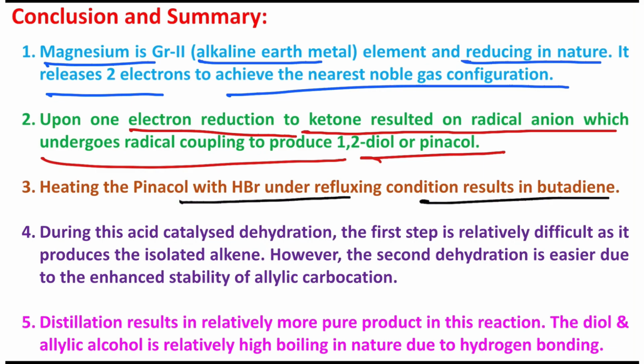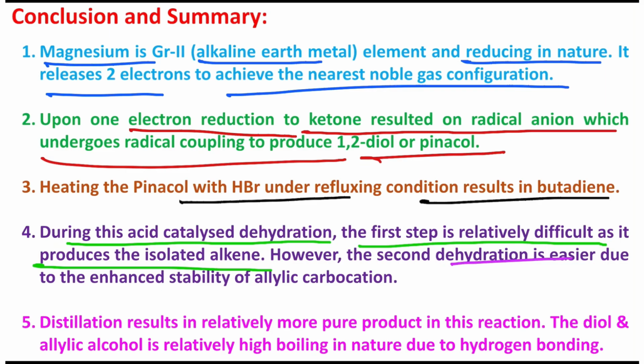Another point is, during this acid catalyzed dehydration the first step is relatively difficult as it produces an isolated alkene. Means the first step is protonation, then elimination of water, then elimination of H plus to produce the alkene. But the second step is pretty easy, because it is a repetition of the same step, and the alcohol is now an allyl alcohol and allyl carbocations are resonance stabilized.